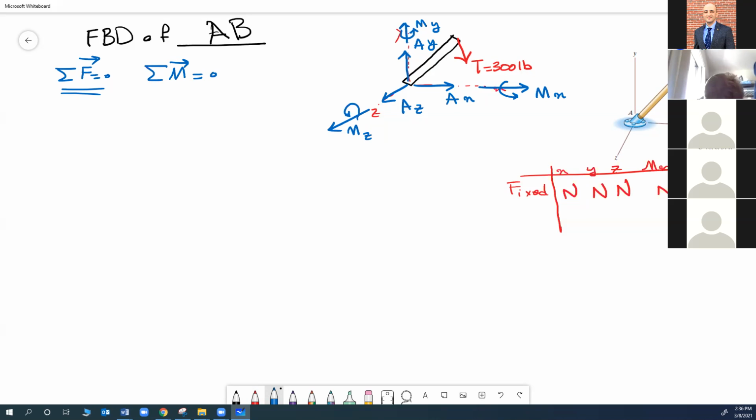AX is in X direction, AZ in Z direction, AY is in Y direction. So what else? What other force do you see here that needs a little bit of work? It needs to be broken down into its X, Y, and Z components. Exactly. So the tension, I need a vector for my tension.